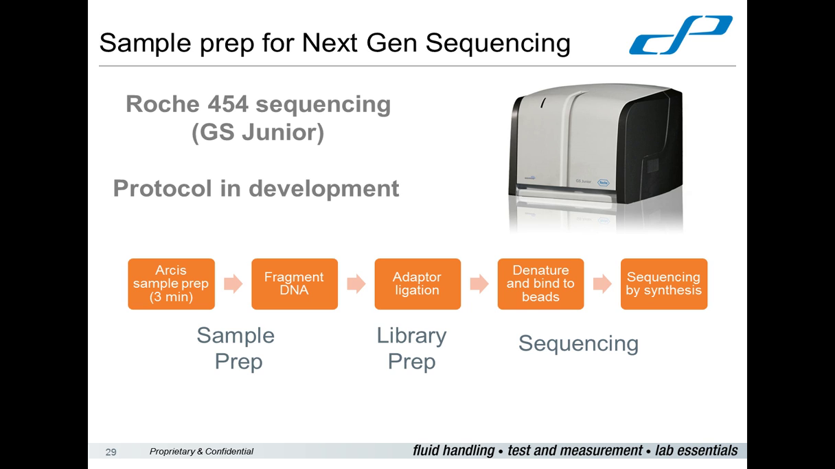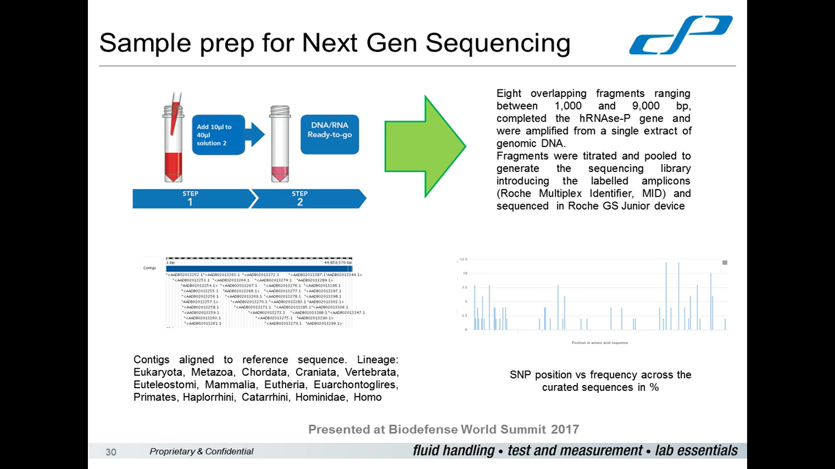We dramatically reduced upfront turnaround time, and as this next slide will show you, we got a good result basically looking at the human RNase P gene. So we followed the standard workflow. So it's nucleic extraction, fragmentation of DNA, adapter ligation, and then the complexity of sequencing in the Roche 454. But this, for us, was a good box to tick. We've gone from our very rapid nucleic acid extraction into a next-gen sequencing platform.